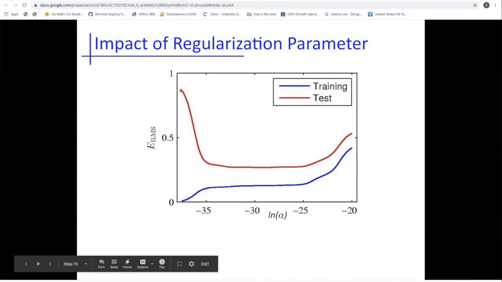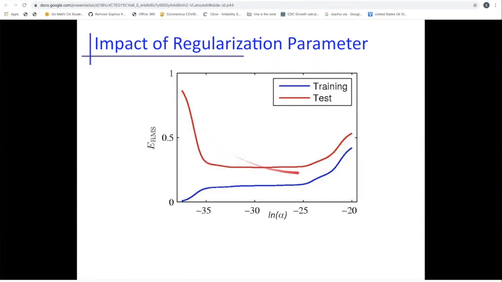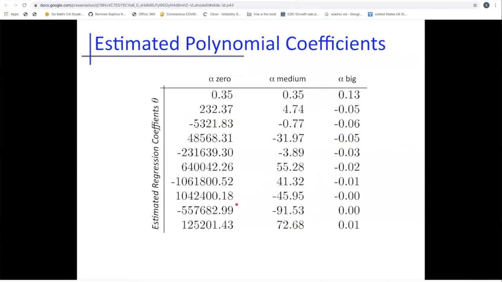However, on the other hand, the test performance shows this type of U-shaped curve. Not too large, not too small, there is a certain sweet spot, with the right range of alpha giving you the best testing performance. The lowest point on the test performance curve is the right alpha I should choose. And you can choose it based on a cross-validation procedure.